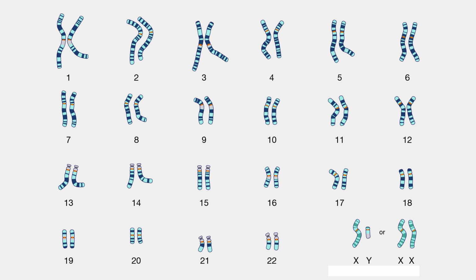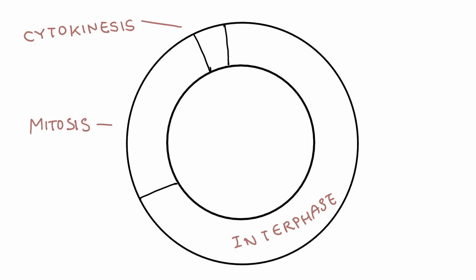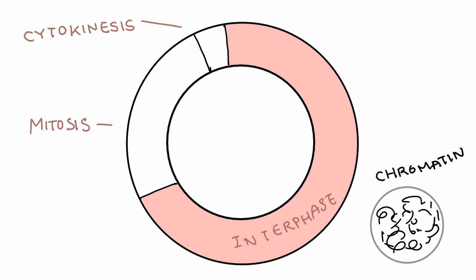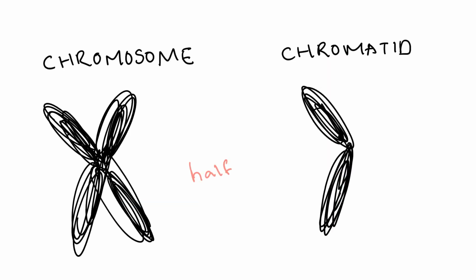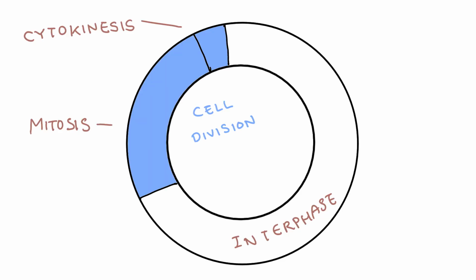Your body has 23 pairs of chromosomes, and the cell cycle is split into different stages. During interphase, DNA in the nucleus is in the form of chromatin, which are thin strands floating around until it condenses, which then becomes a chromosome during mitosis. Chromatid is a single strand of DNA. The cell division goes through 2 stages, mitosis and cytokinesis.